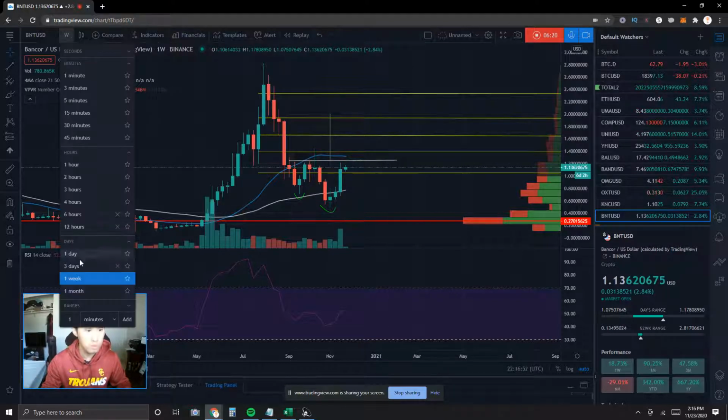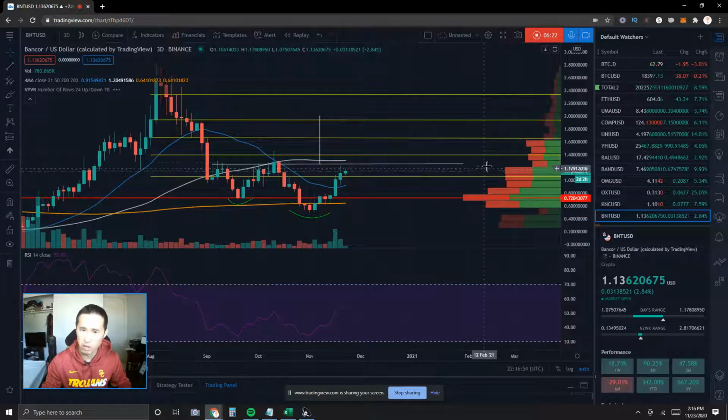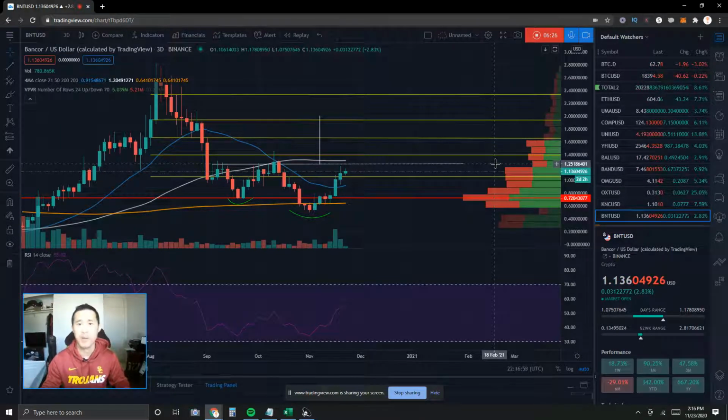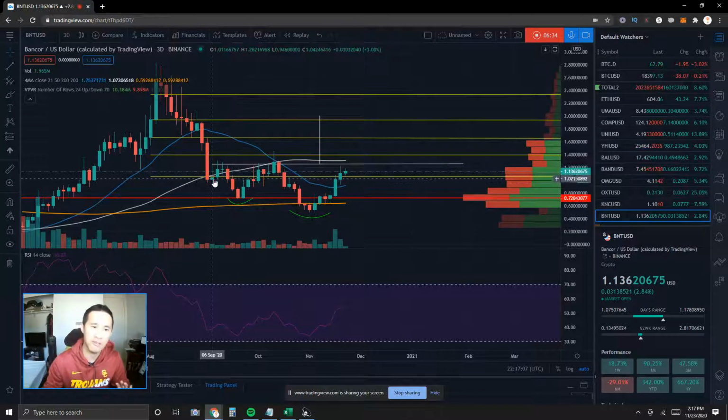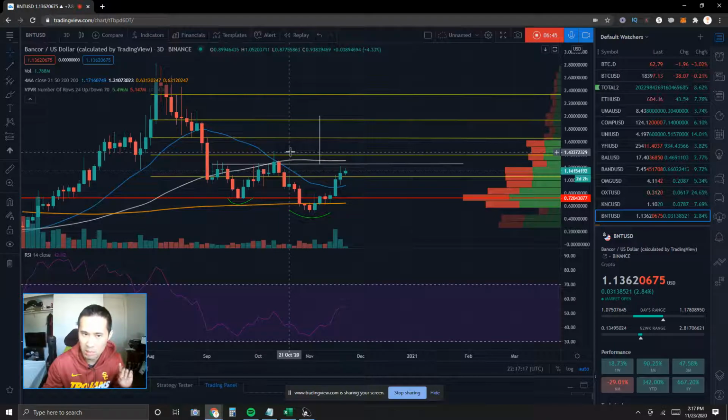Now, I also want to point out that the approximate neckline of this head and shoulders pattern is at about $1.25, okay? Because, as you guys can see from past trading history, we have seen quite a bit of resistance at about this level. That is the level where I can actually draw a trend line and connect most of the wicks. We do actually see some exaggerated moves up until maybe $1.45.